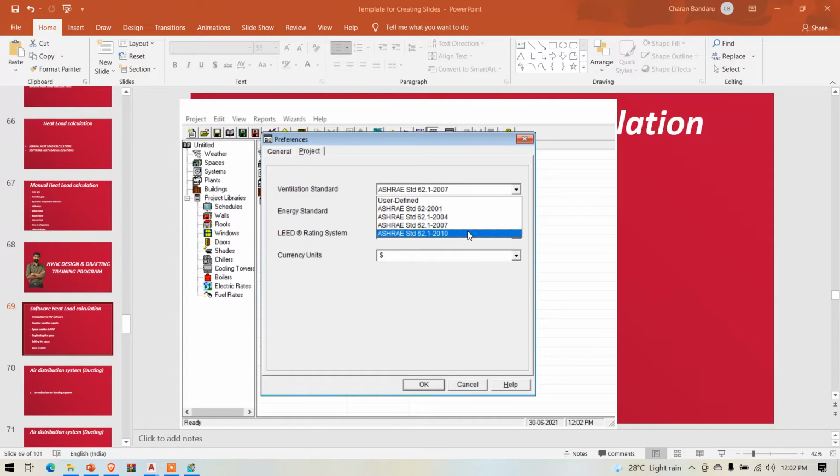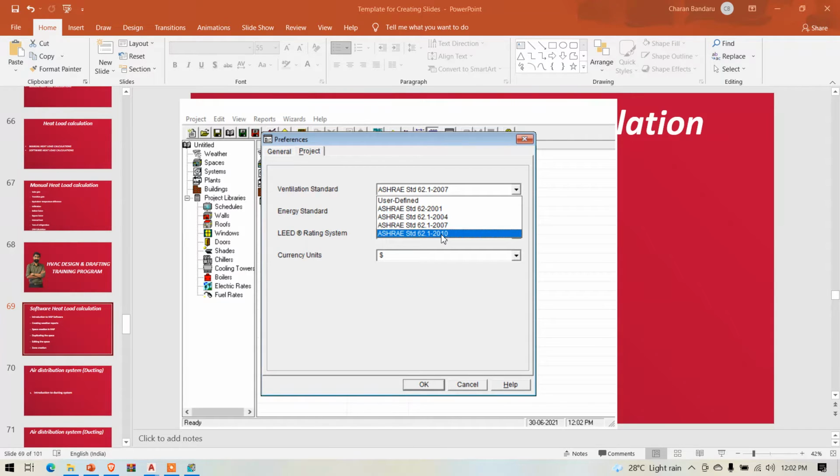But when you are going to design for old buildings, like a building from 10 years back or 20 years back, then according to the year the building was constructed, we select the standard. For example, if the building is constructed in 2005, then we have to go with 2004. If the building is constructed in 2009, then we go with the 2007 standards. If the building is constructed in 2020 or 2021, then we take the updated values.